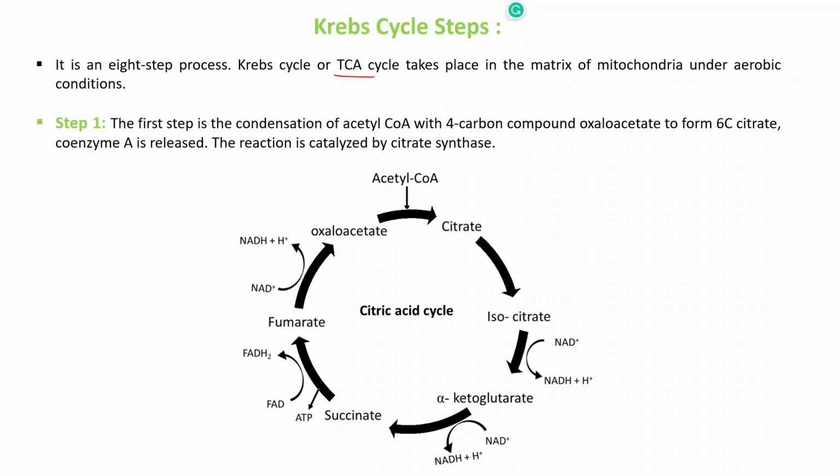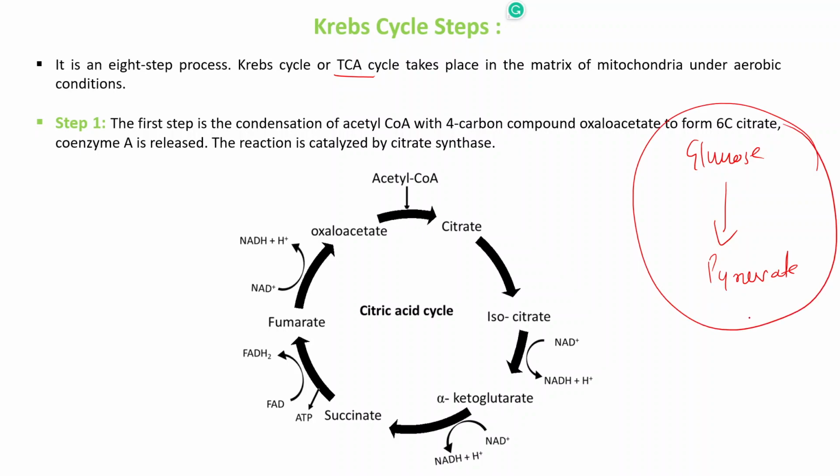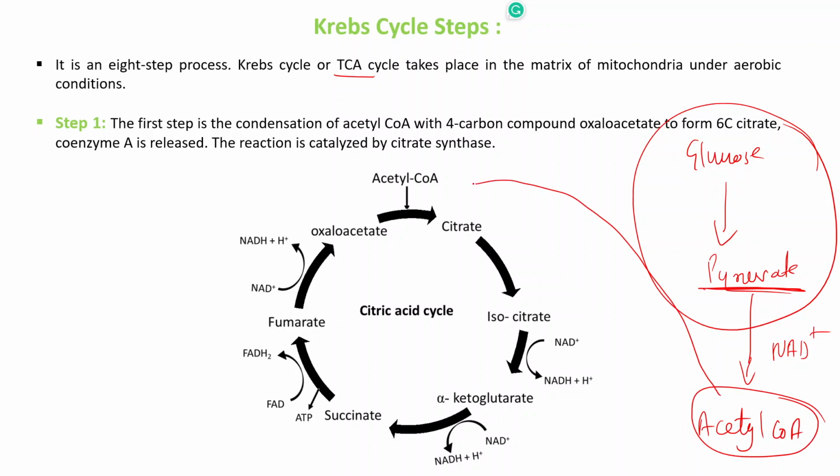The first step, as we all know, is that glucose was first oxidized into pyruvate. That was the first stage. Then in stage 2, pyruvate, with the help of enzymes and NAD plus, was transformed into acetyl CoA. Now this acetyl CoA enters into the Krebs cycle.